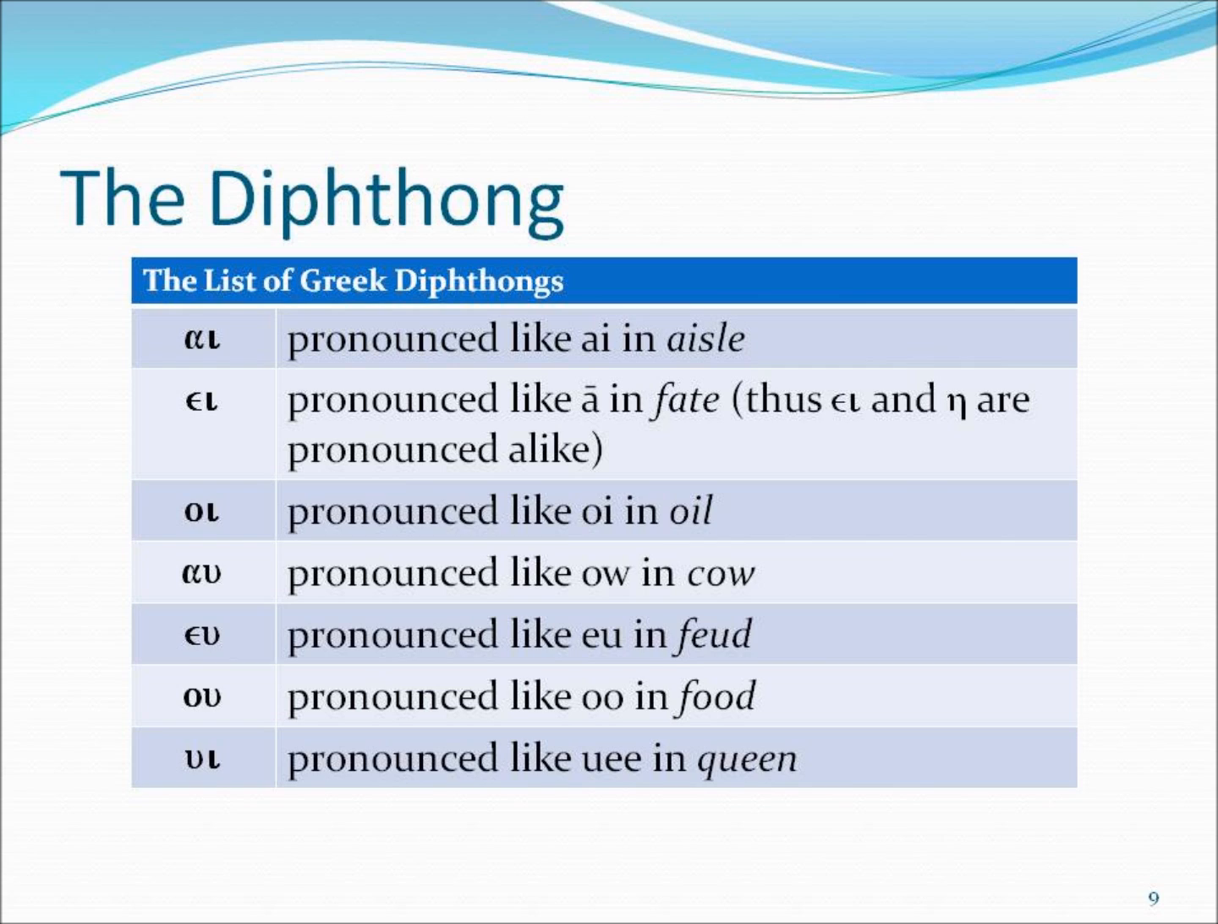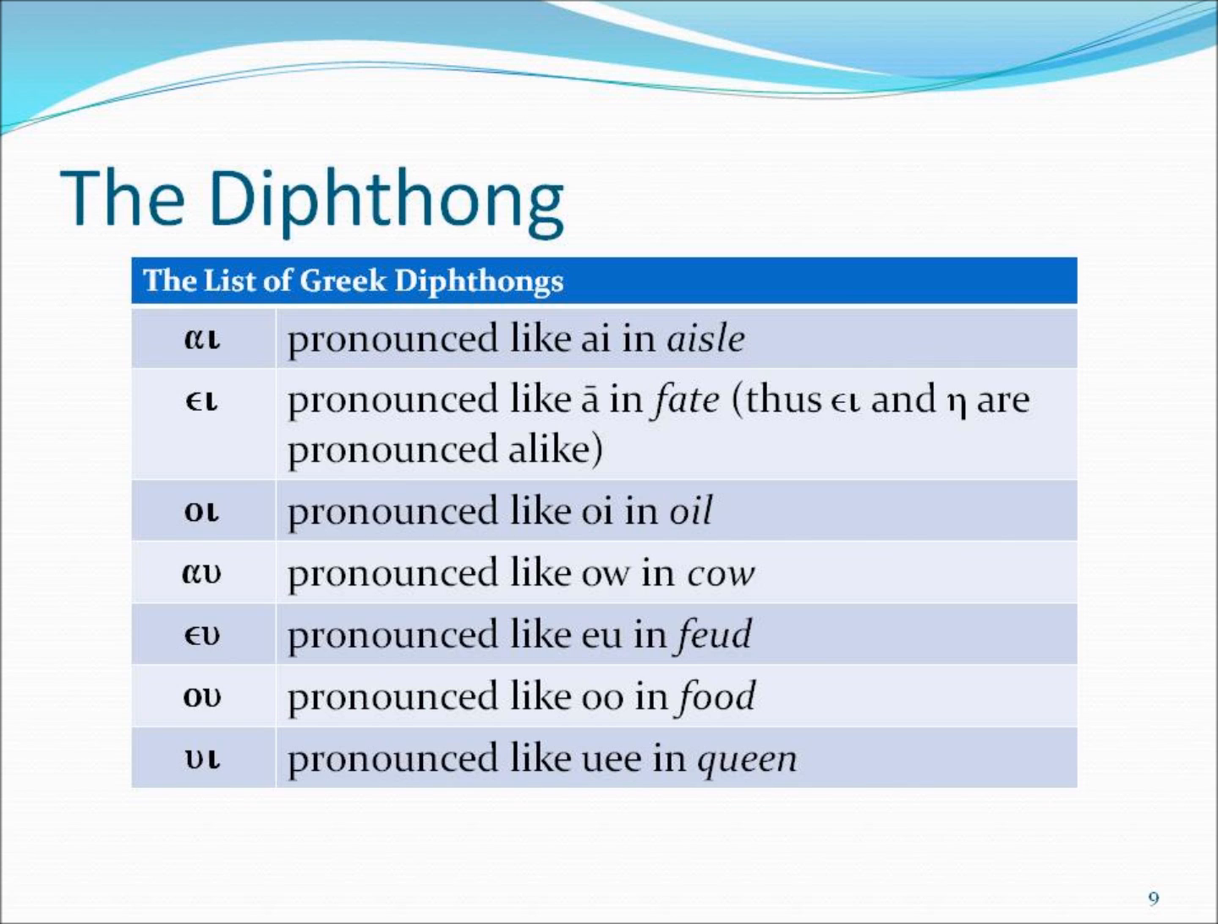According to my resources on the internet, the English language consists of 8 diphthongs. The Greek only has 7. As a student, you'll be asked to commit these 7 diphthongs to memory. The first diphthong is an alpha iota. It's pronounced like I, as in aisle.